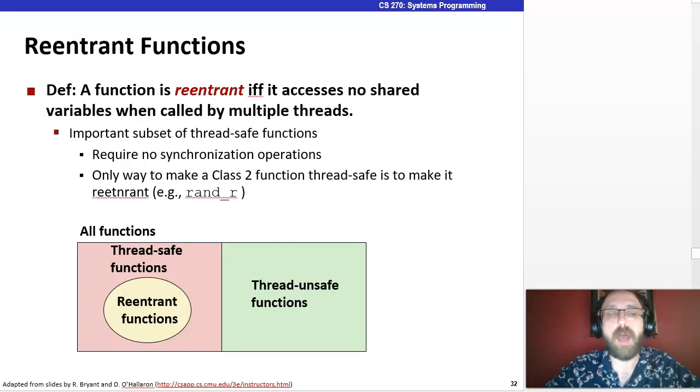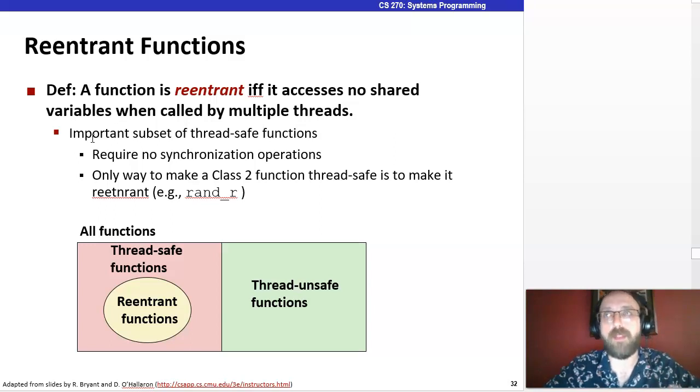Okay, so I mentioned that _r stood for reentrant. We say that a function is reentrant if it doesn't access any shared variables when it's called by multiple threads. So this is a subset of thread-safe functions. Thread-safe functions could use synchronization instead, a semaphore. A reentrant function is nice because it doesn't need that synchronization. It doesn't need a semaphore.